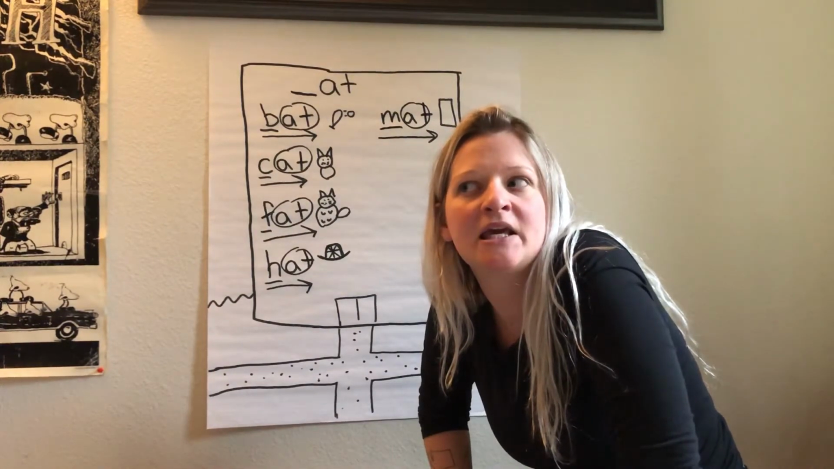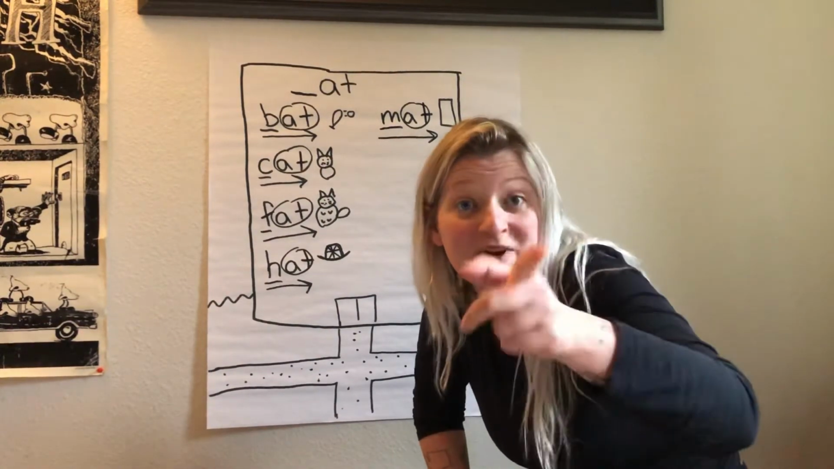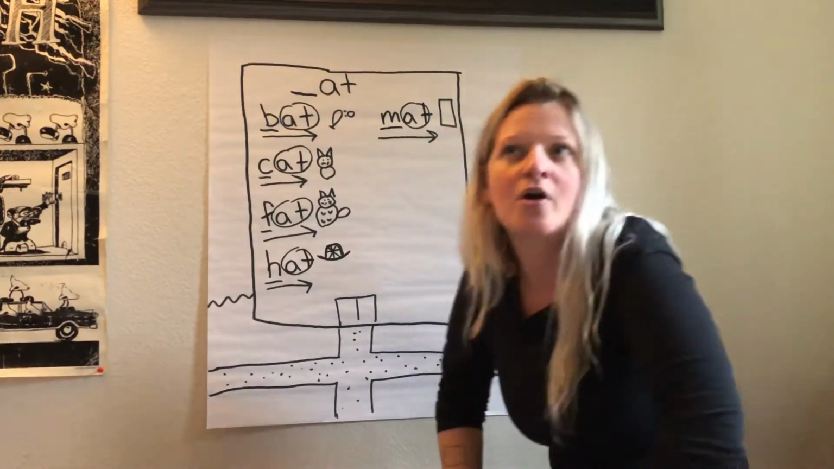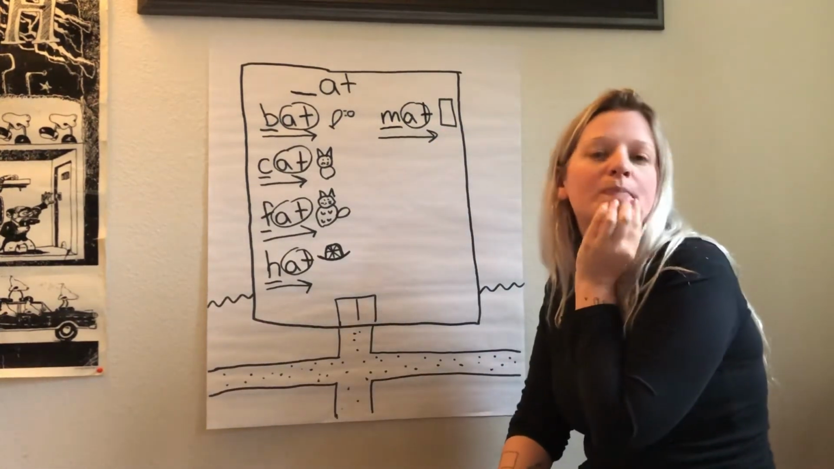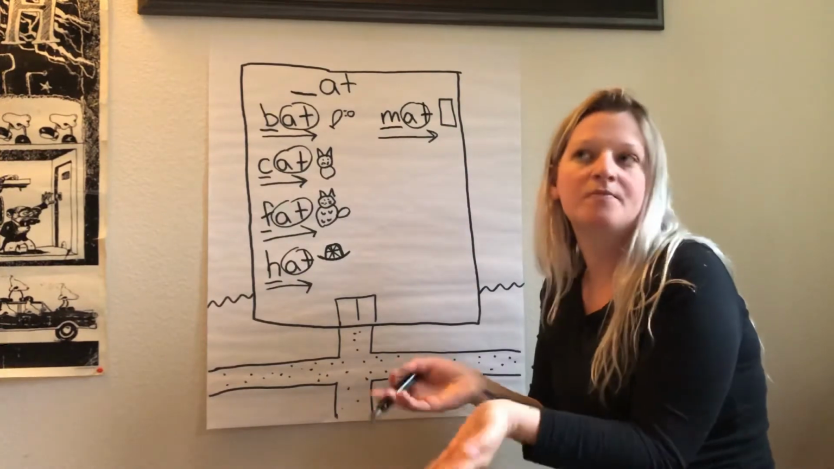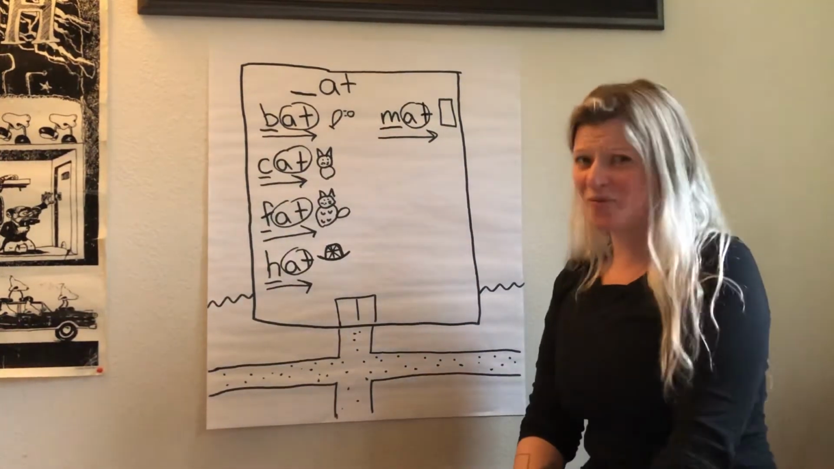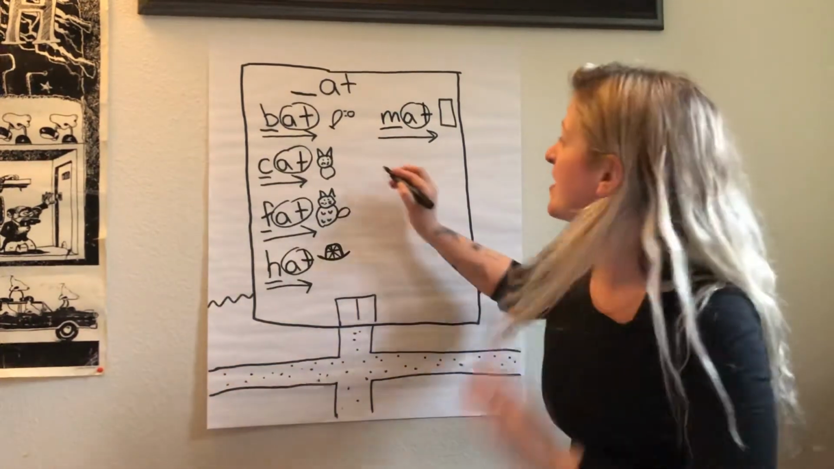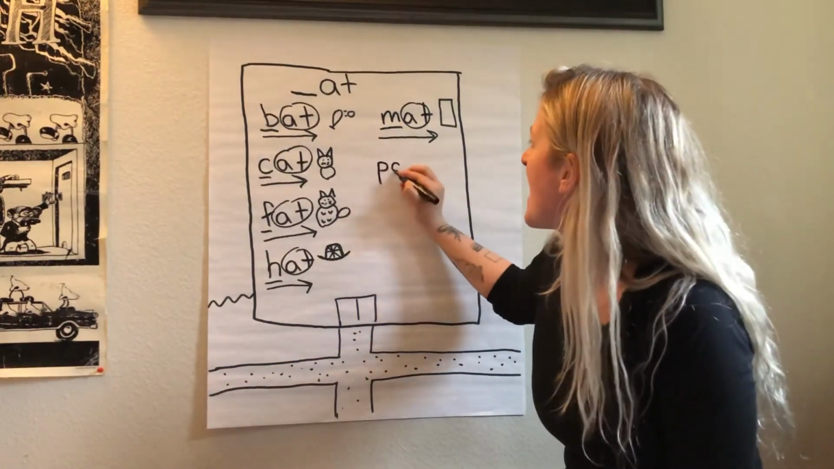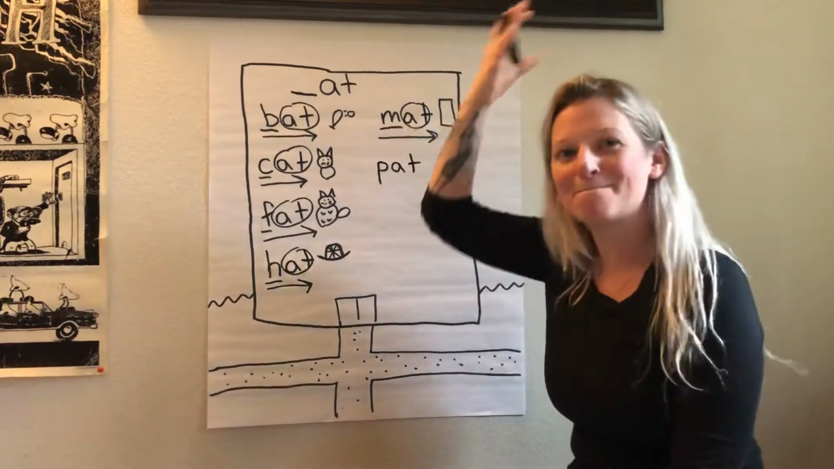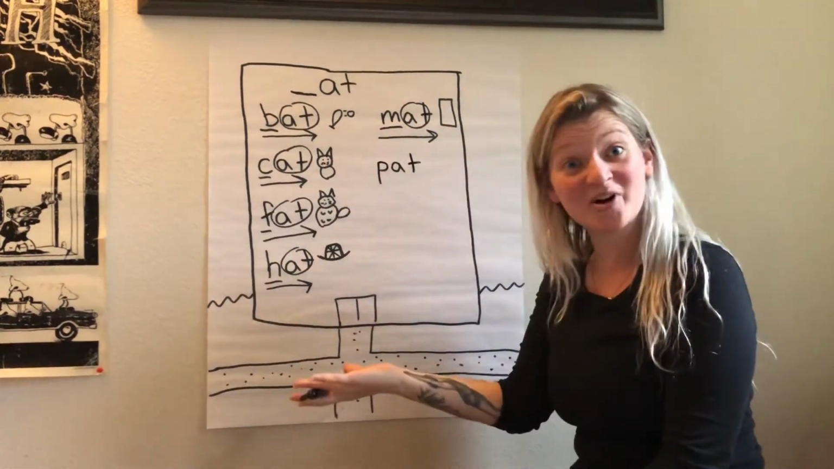O, P, P. We talked about this in class, I remember. We took the letter P, pencil, P. We knew P made the P sound. We put it in front of at. We're pretty sure it made a word that we've heard before. Let's try it. P, at, pat. Is that a word?